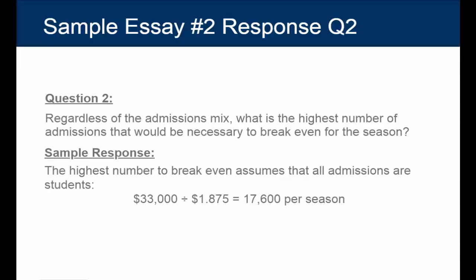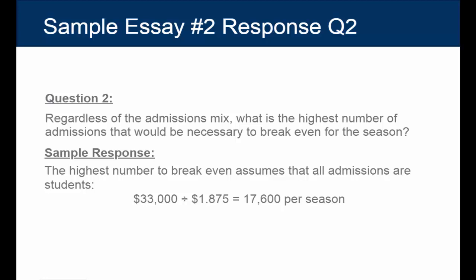Question 2 of our second essay is asking a more straightforward question by omitting the mixed component that we saw with question 1. Question 2 states, regardless of the admission mix, what is the highest number of admissions that would be necessary to break even for the season? For this question, we only need to cover the fixed cost of $33,000 with the lower of the two contribution margins. In this case, the contribution margin for the students is only $1.875 per student versus the adult contribution margin of $3.75 per adult.